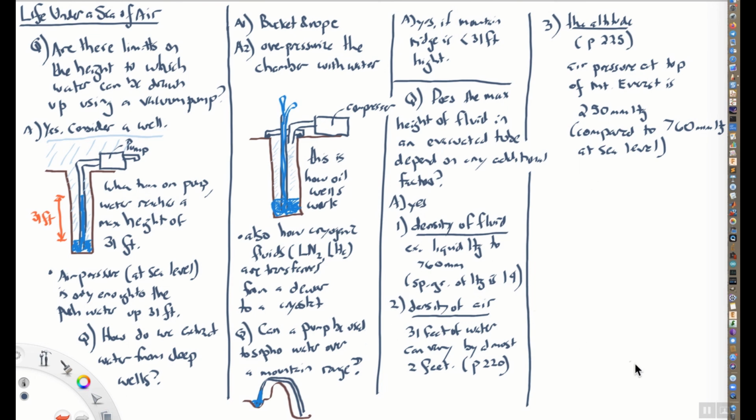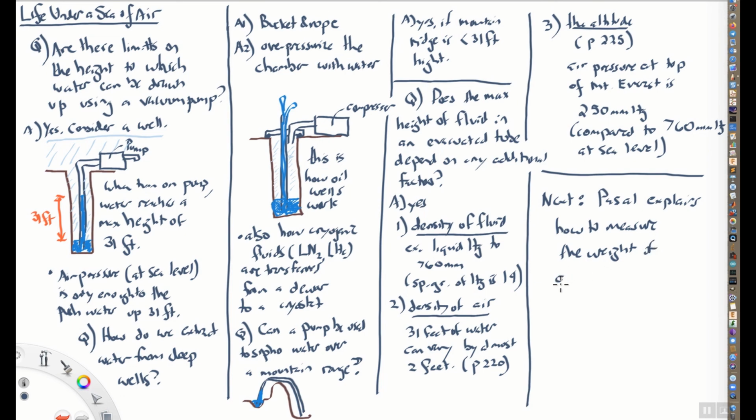So let me, I think I'll pause right there. Next time, just as a preview for next time, I'm going to talk about Pascal explains how to measure the weight of our entire atmosphere, of all the air around the Earth.